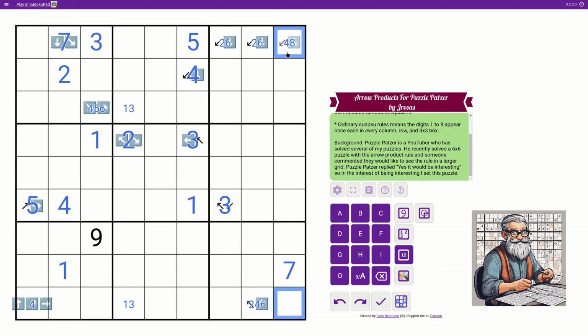What about 8? Well, 8 still works, right? 1, 8, 1. Or actually 2, 4, 2. No, we can't use 2 anymore. But 1, 8, 1 is still good enough, right? No.